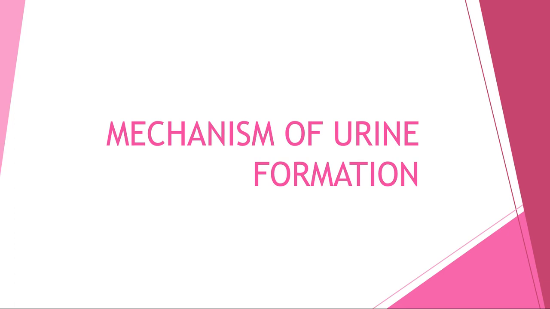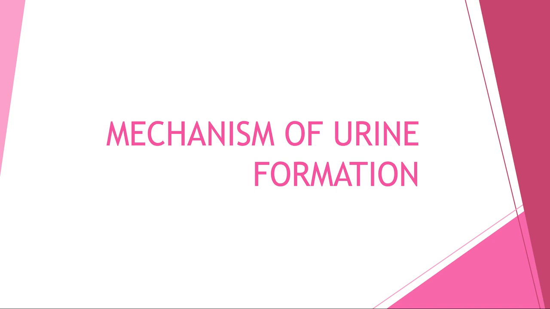In the last video, we learned about the structure of the nephron and its parts. In this video, we are going to learn about the detailed function of the nephron. That means the mechanism of urine formation, how filtration of waste products takes place in the kidney through the nephron. We are going to see this in this video.